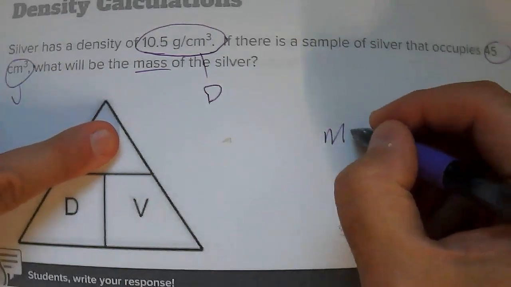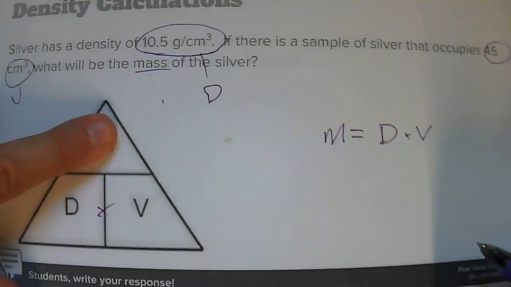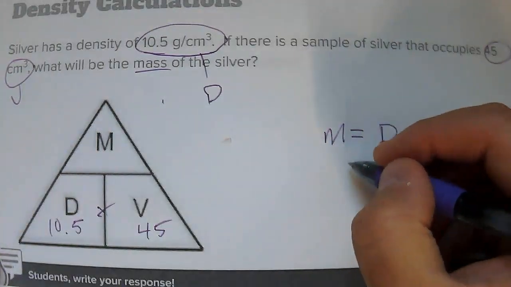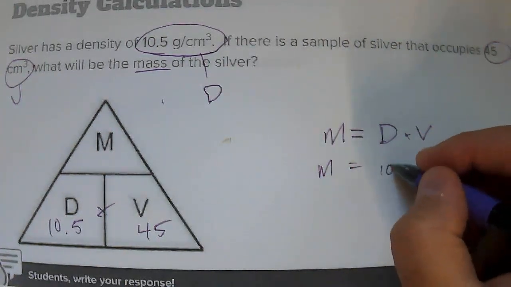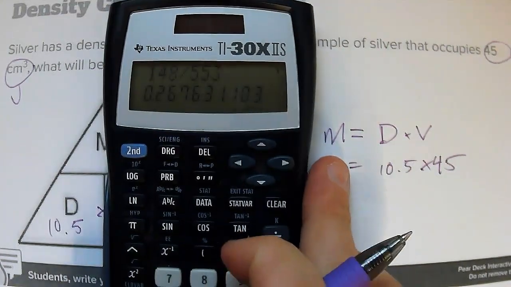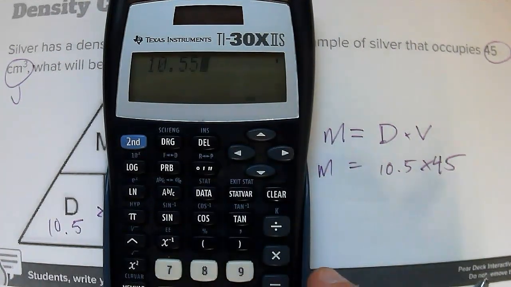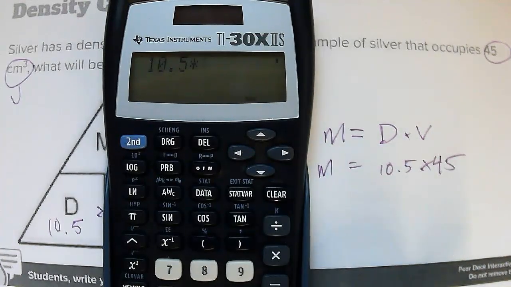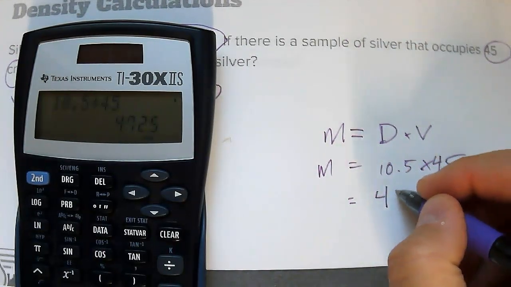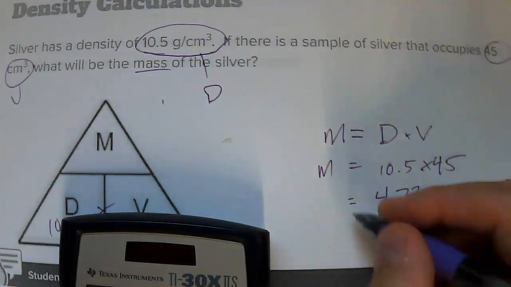So again, the mass is the thing we're looking for, and it is density times volume. So mass equals 10.5 times 45. This I can't do in my head, so I will do, let's see, 10.5 times 45 is 472.5. And the unit of mass is grams.